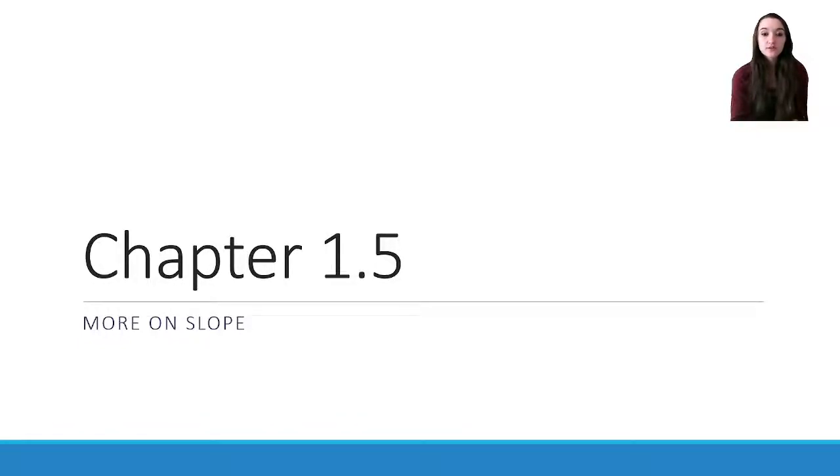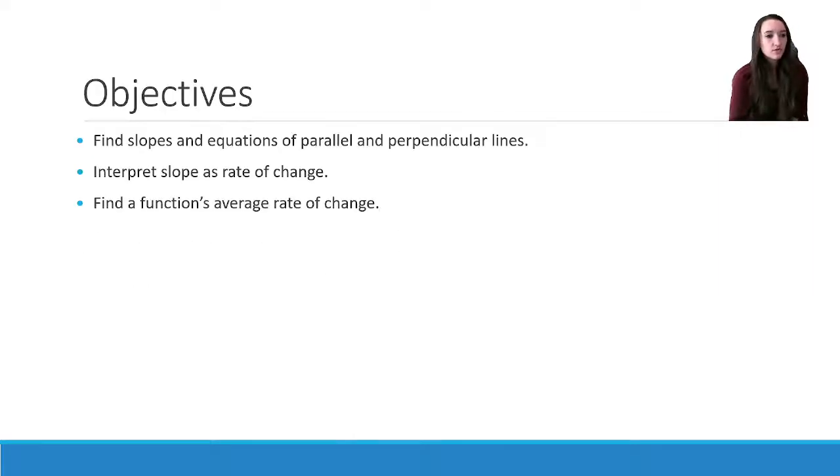Chapter 1.5, More on Slope. So in this chapter, we will be covering some stuff about linear functions. You'll notice that we skipped chapter 1.4.